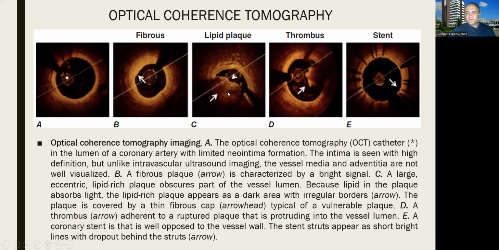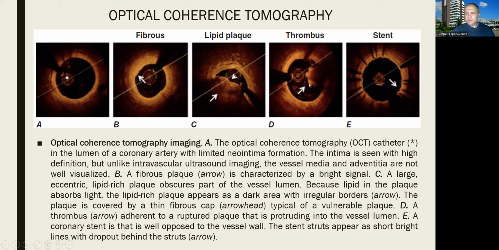So the plaque is covered by a thin fibrous cap. Yes, this is a thin fibrous cap, light region, typical of vulnerable plaque. So this is vulnerable plaque. It may rupture with thrombosis. A thrombus.